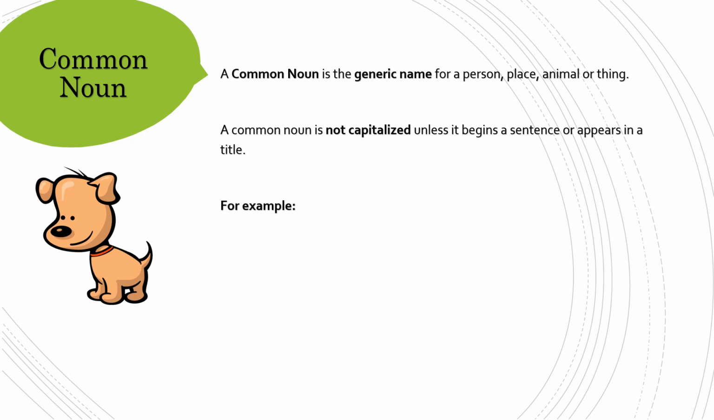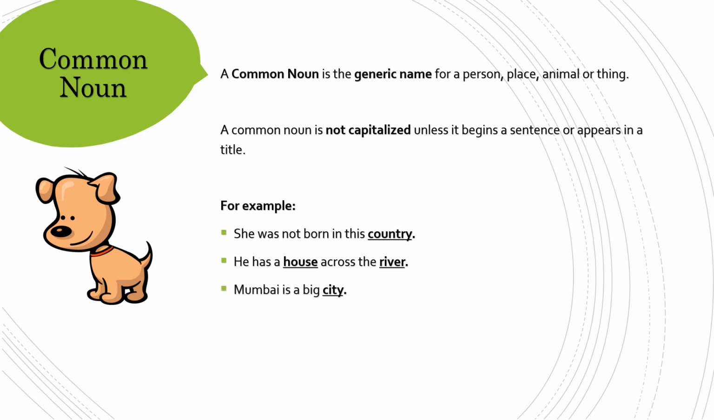For example, she was not born in this country. He has a house across the river. Mumbai is a big city. He has a dog named Brownie.